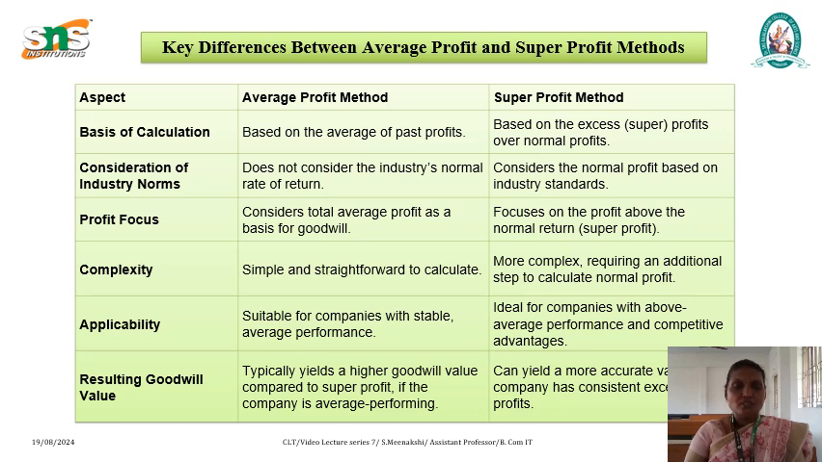The resulting goodwill value is the next factor to be considered to compare the average profit method and the super profit method. Typically, the average profit method yields a higher goodwill value compared to super profit if the company is average performing. But under the super profit method, it can yield a more accurate value when the company has consistent excess profit over a period of time. So these are the comparisons between the two methods.